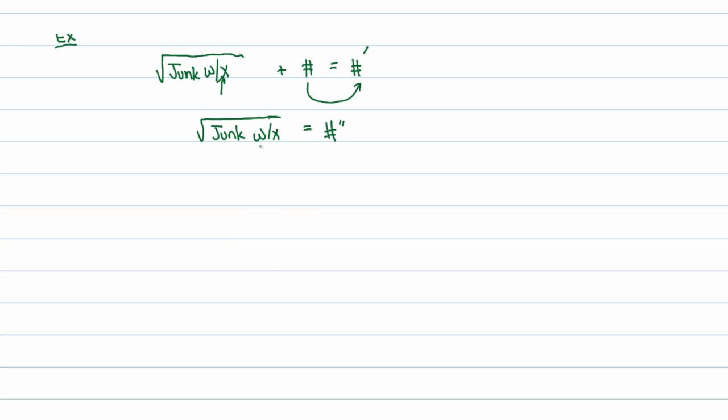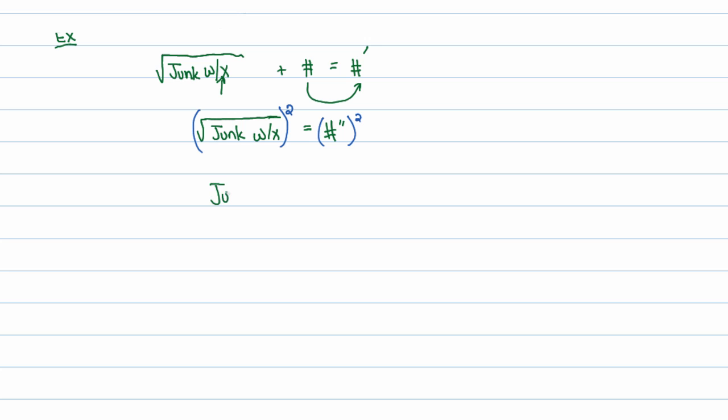Okay, I'm putting a little double hash mark on there so you know it's not the same as these two numbers. And now the problem is that junk with x is all mixed up underneath the square root. So I'm going to square both sides. Here I go. Notice I don't even need to know what these numbers are right now. So I'll square both sides.